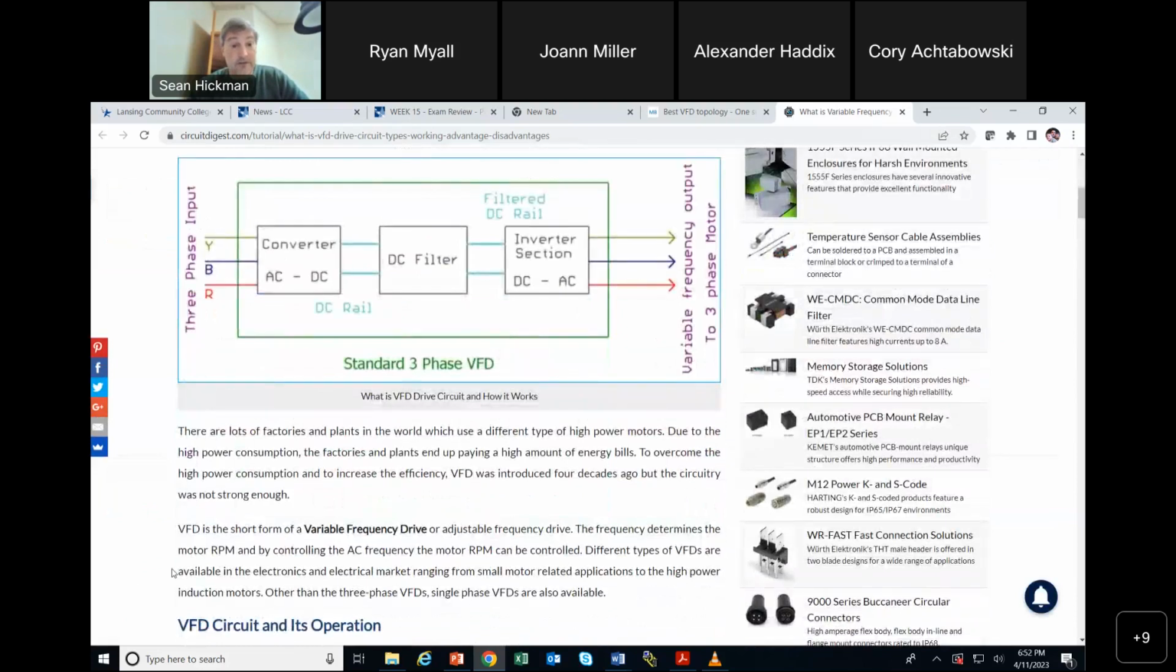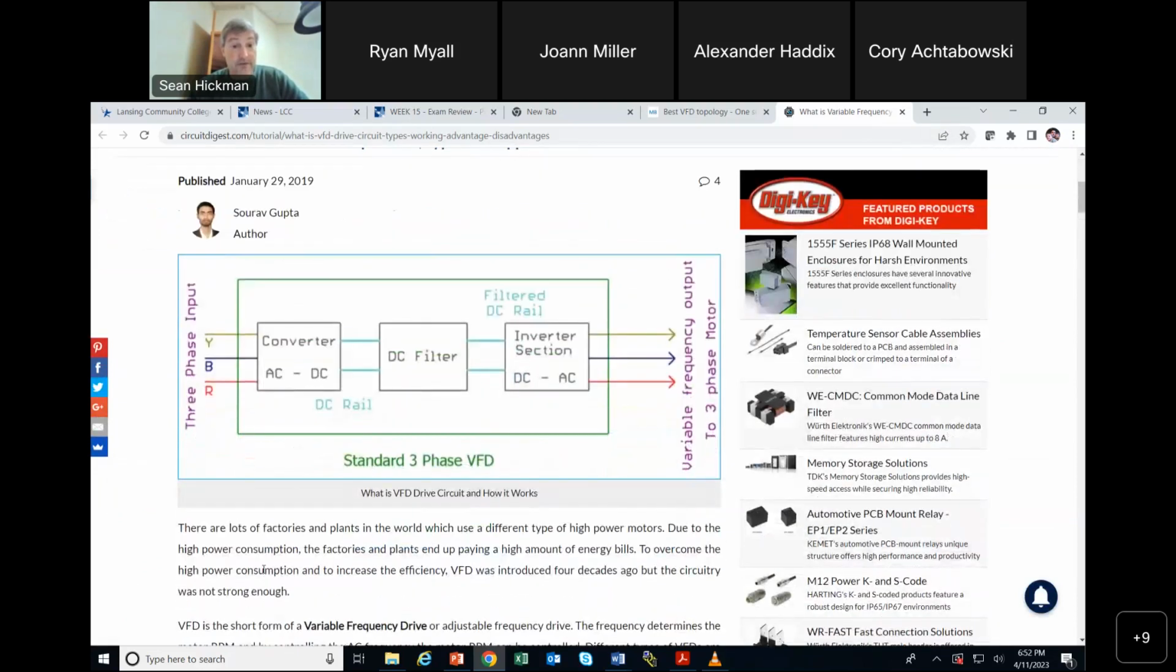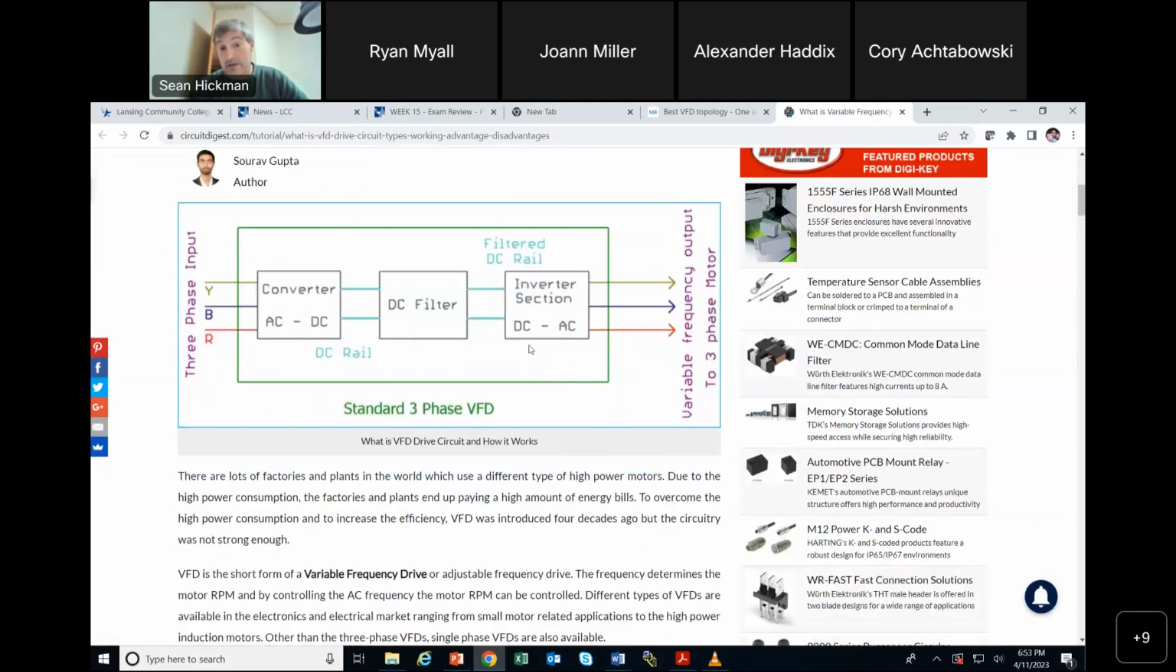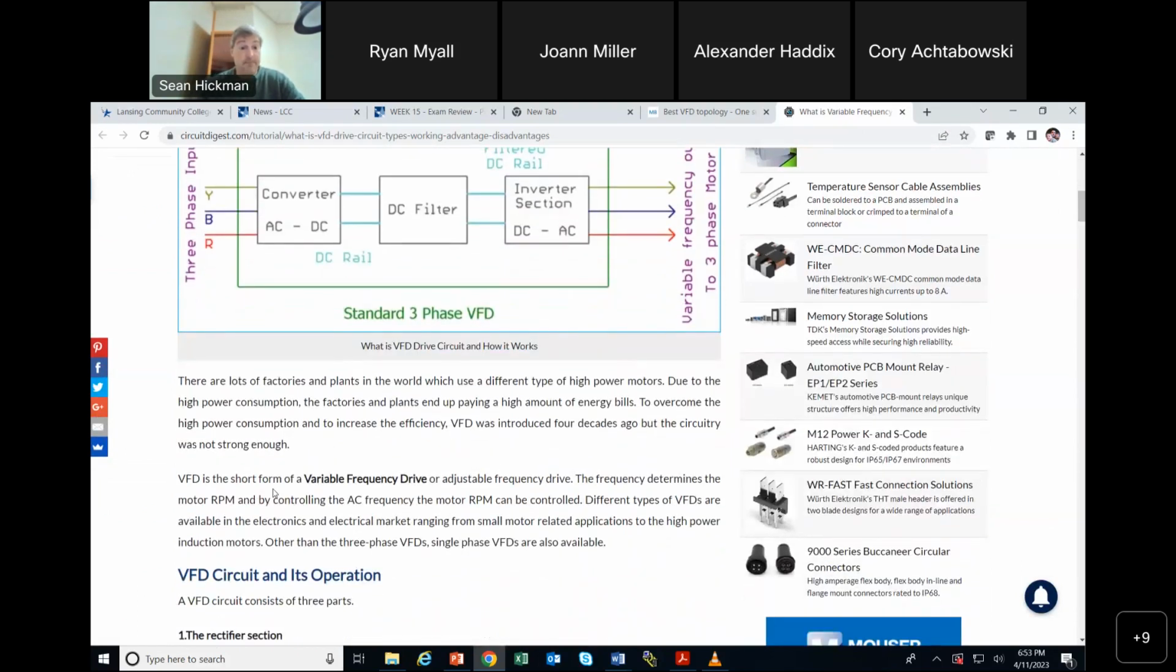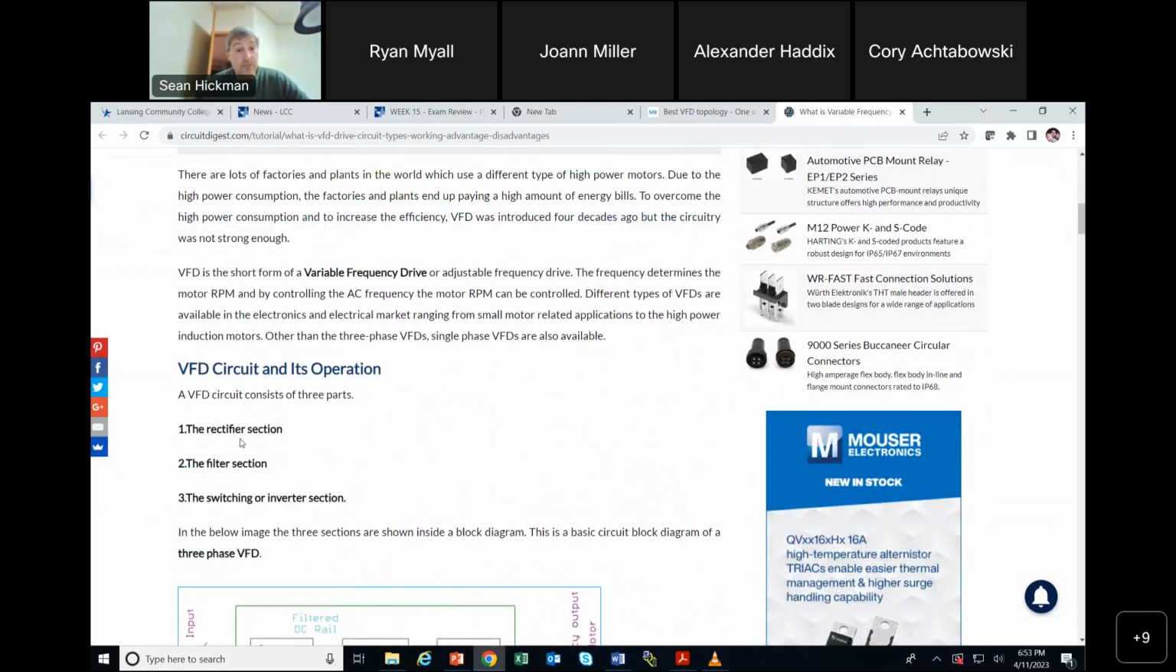But that little link that I gave you, if you want to read it, I'm not going to go all the way. It's just going to tell you that the standard three-phase has a converter, a filter, and an inverter. All right, AC to DC. That's what they're going to do. And then an inverter section here. They're going to take the DC and make it to AC again. All right. So that is the standard three-phase VFD. All of them are going to have that. All right. And the rectification section, the filter section, the switching section.